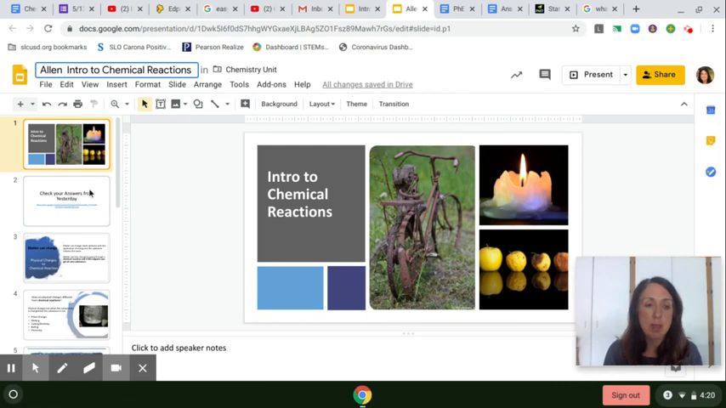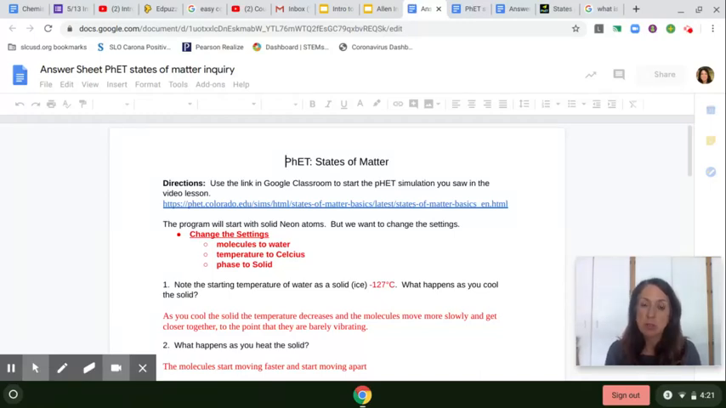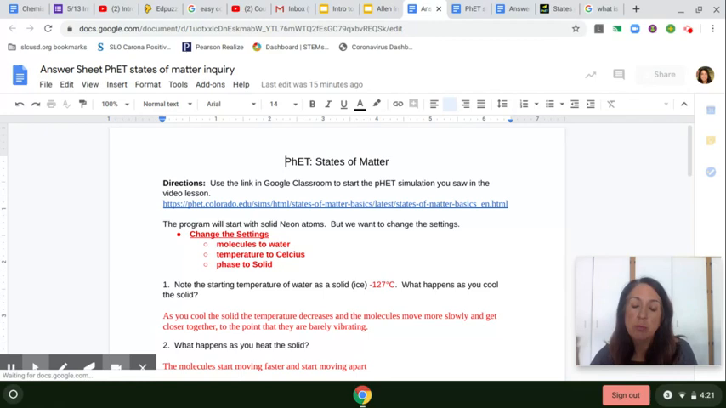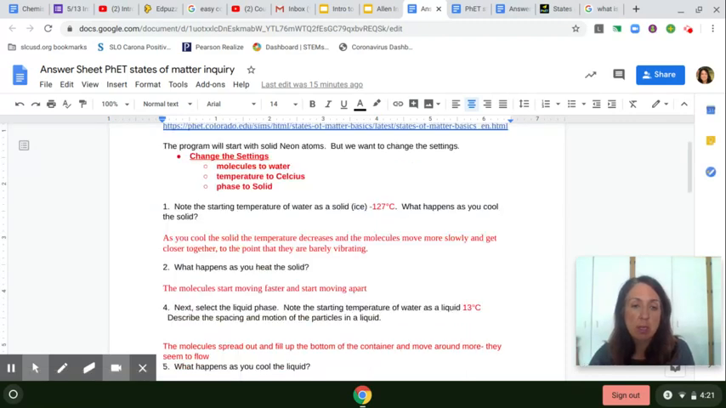But before we get on to that, I want to go over our answers from yesterday. When you did that PhET simulation yesterday, you should have played with all those different states of matter and seen the differences between solid, liquid, and gas in water and then in another element. Here's just what you should have come up with.